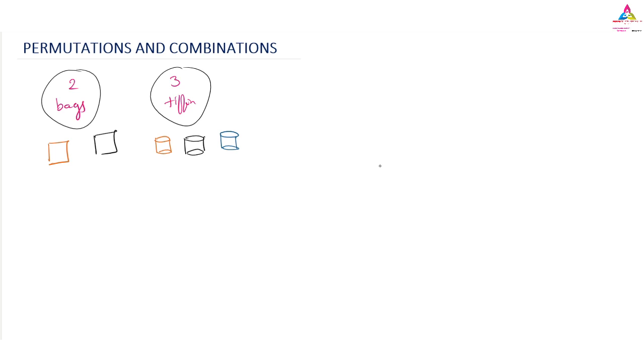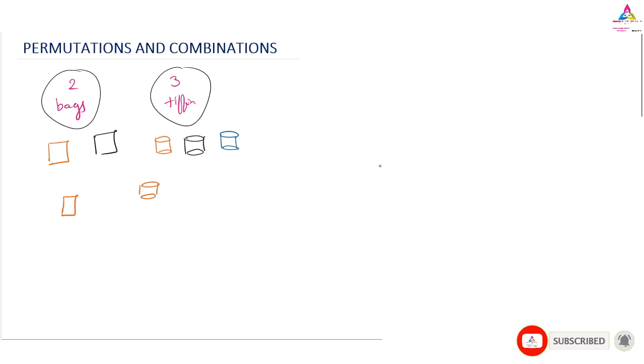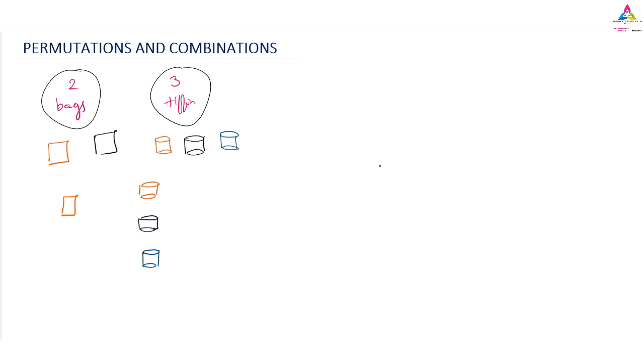Now you have to choose any one of these bags and any one of these tiffin boxes, and count how many possibilities you have. So first, there are two bags, orange and black. You may think first I will go for the orange bag, and with that orange bag we have three options: the orange tiffin box, the black tiffin box, and the blue tiffin box.